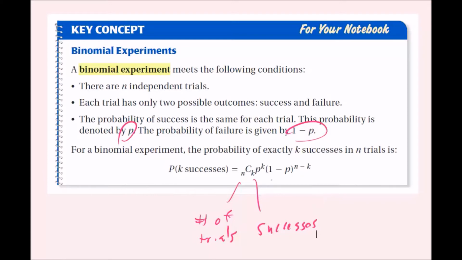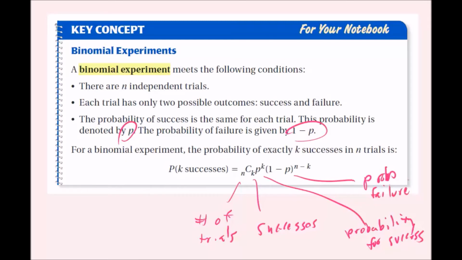You multiply that times the probability for getting a success. I'm going to run out of space to write here. Probability for success to the k power, of course k is the number of successes you want again, times 1 minus p, that's the probability of failure, so just the opposite because there's only success and failure. So let's put prob of failure to the n minus k, which is number of trials minus the number of successes, or really you can think about it as the number of trials remaining where you didn't get a success.